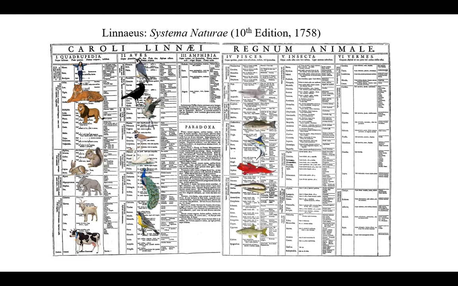Here's his Pisces. I think I don't have to translate that for you. I bet you can guess what Pisces means. He's got the shark category and all kinds of other things. Fun things like his amphibia. If you actually squint, his amphibia is frogs and lizards and turtles and snakes, which I'm sure you guys would be like, always a thing.